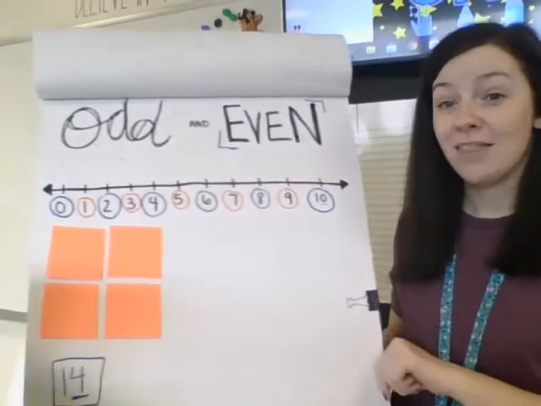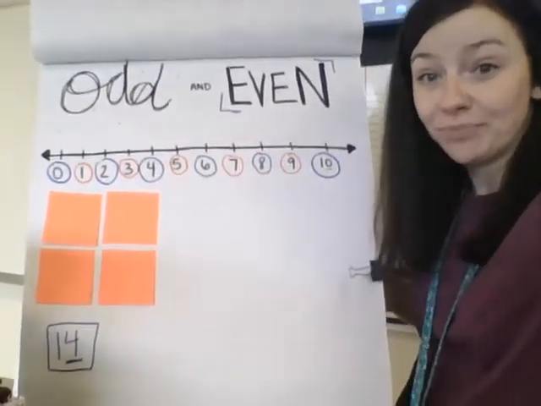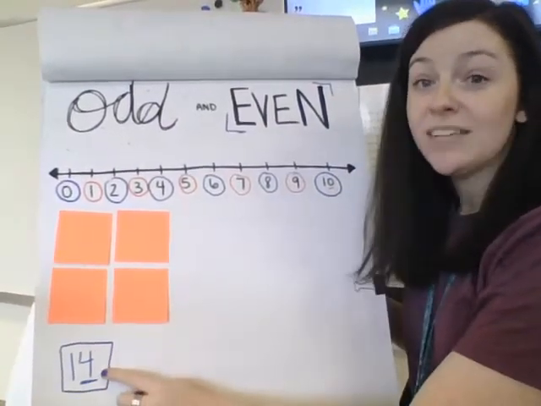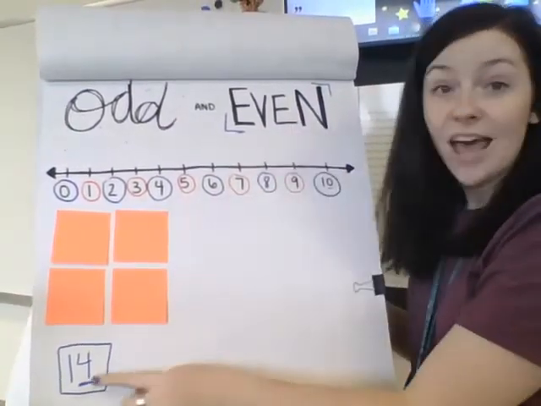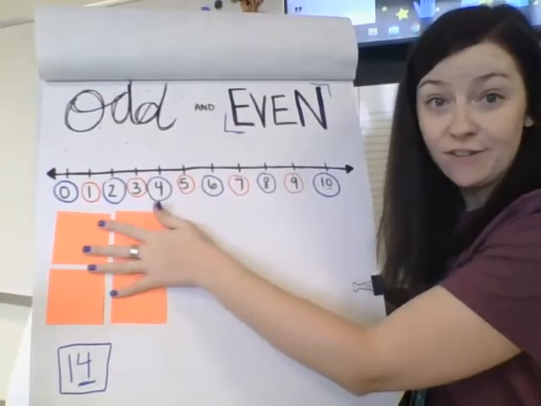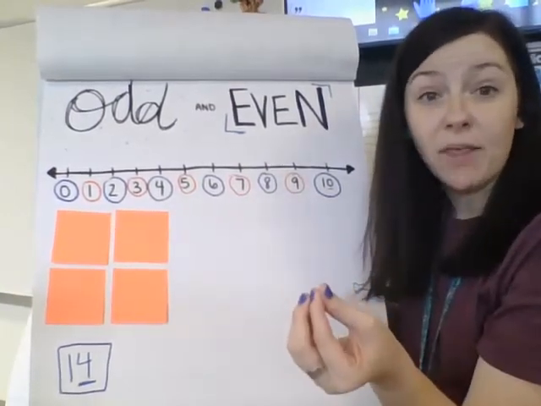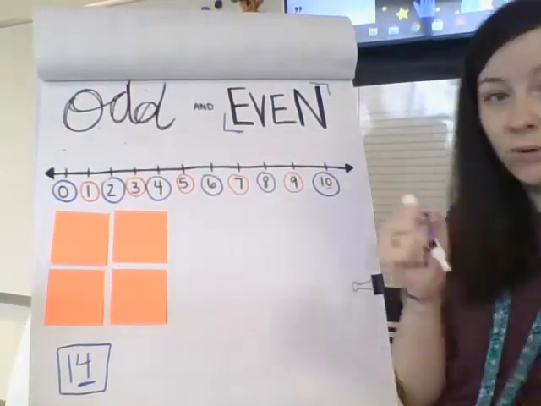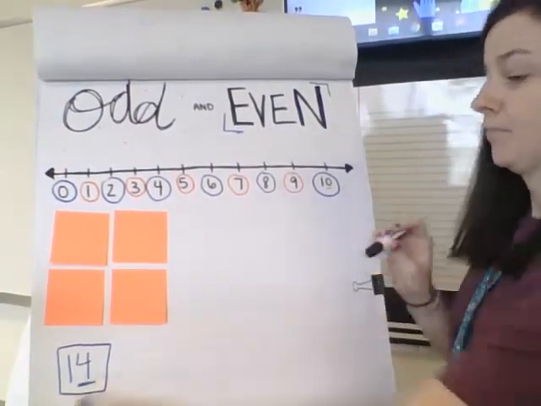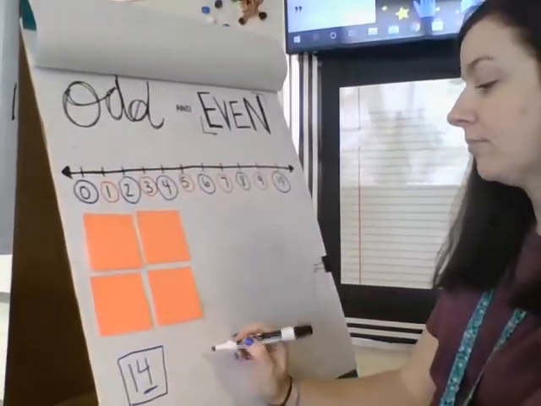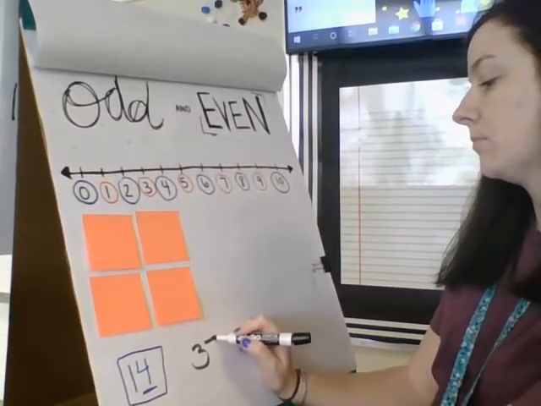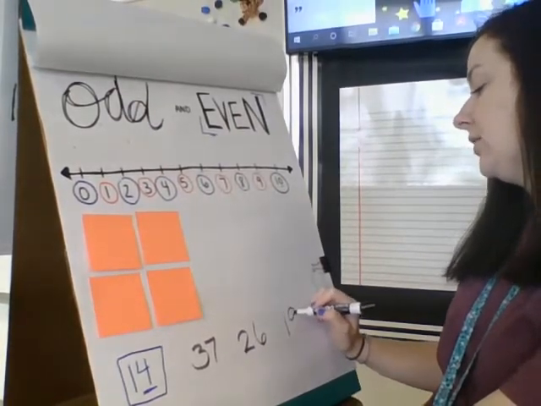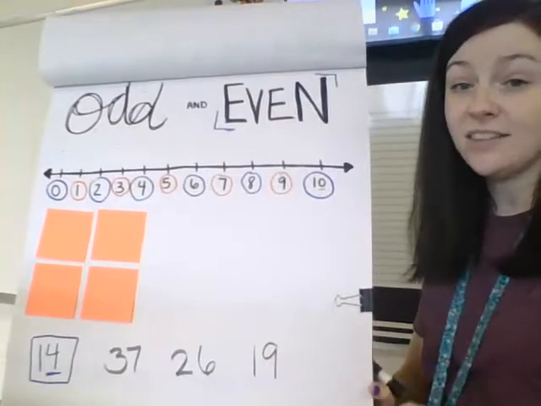So let me show you. Yesterday, this is what our chart looked like when we left off, and we did the number 14. The number 14 we said was even because it had a 4 in the ones place, and 4 was an even number. Today you're going to see some other bigger numbers. Let me give you some examples. You might see numbers like 37 or 26 or 19. Let's practice these numbers together.